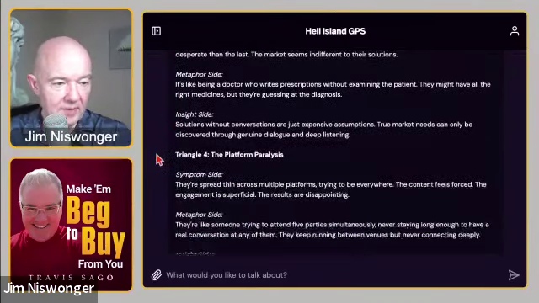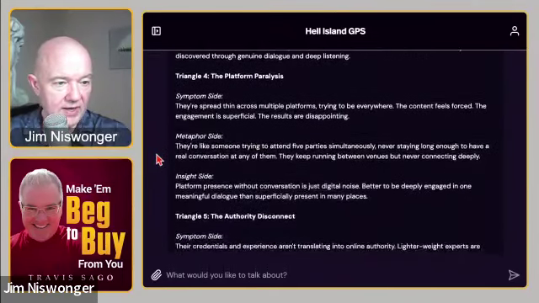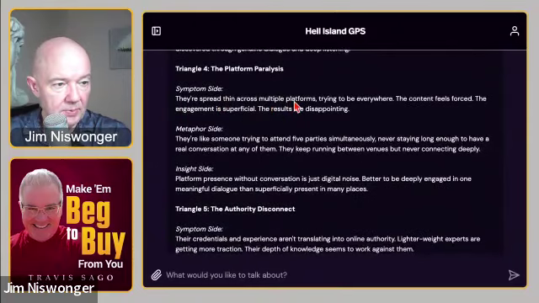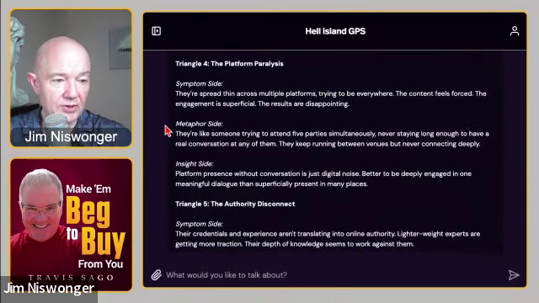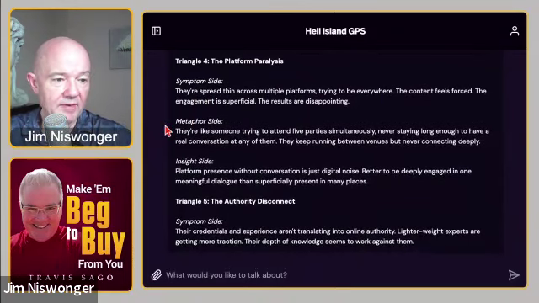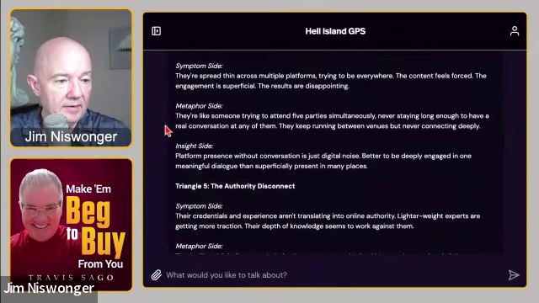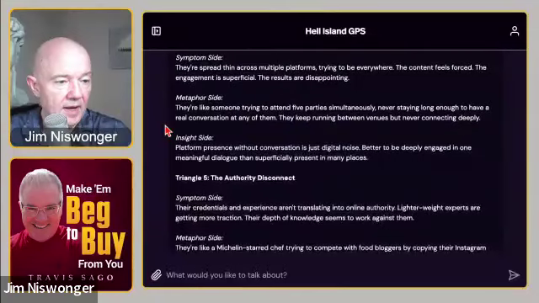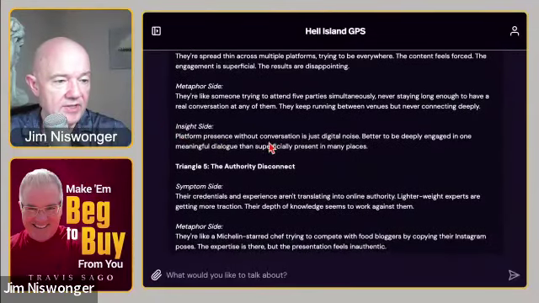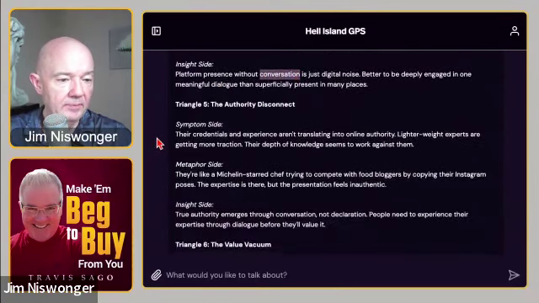All right. So then the platform paralysis triangle: spread thin across multiple platforms. It's funny, we're talking about this one, but we can be much more finger-pointy here. And then, trying to attend five parties, never staying long enough to have a real conversation at any of them. Interesting metaphor. Presence without conversation. I would say presence without connection is just digital noise. So I like that one.